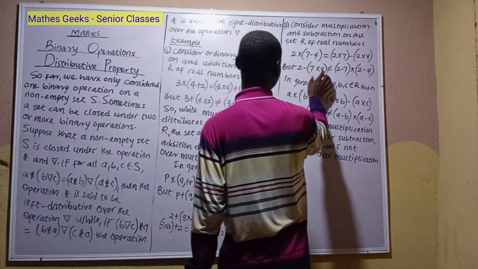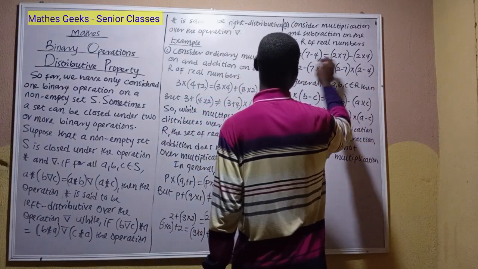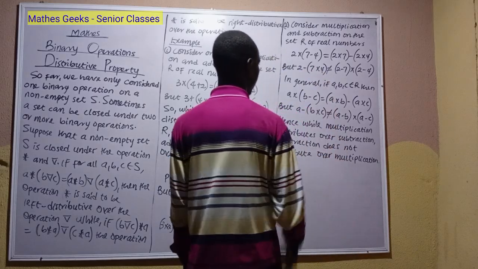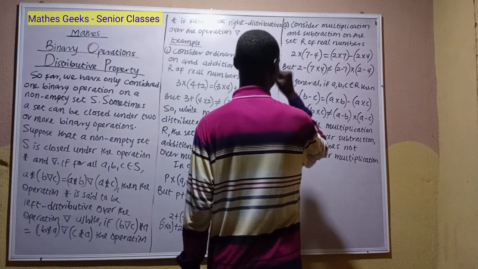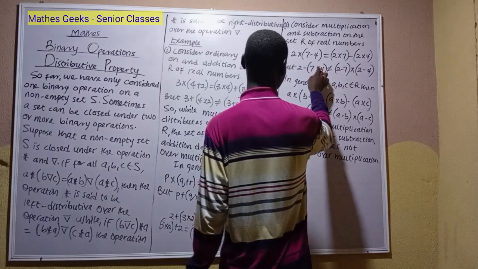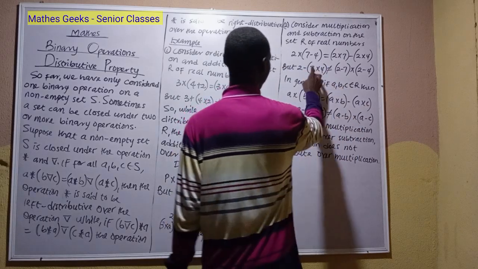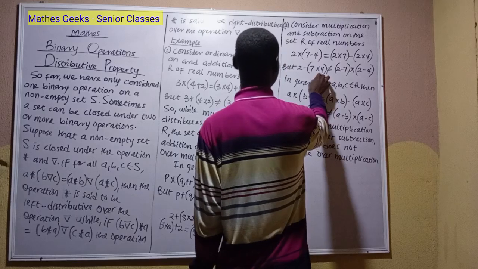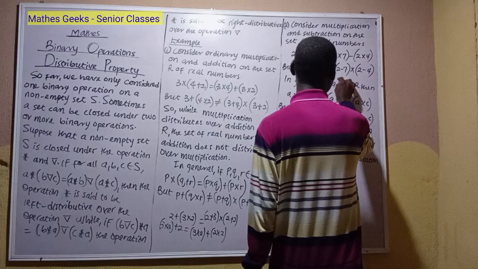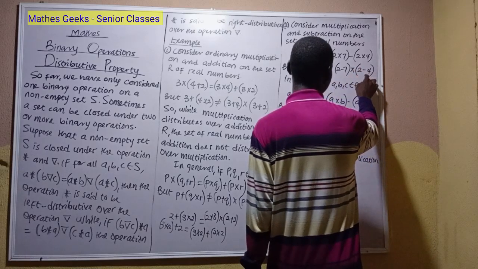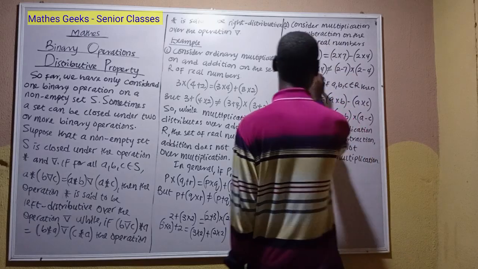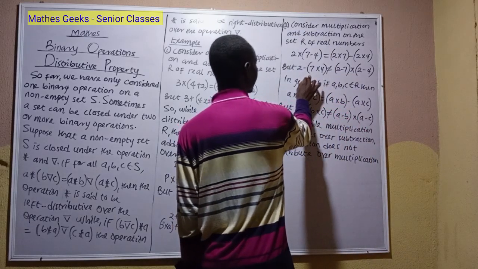But 2 minus (7 times 4) is not equal to (2 minus 7) times (2 minus 4). That's when subtraction distributes over multiplication, and this distribution is left distributive because subtraction comes first, on the left, and multiplication comes next. So 7 times 4 is 28. 2 minus 28 is minus 26. Here 2 minus 7 is minus 5. 2 minus 4 is minus 2. So minus 5 times minus 2 gives us plus 10. And here is minus 26. So they are not equal.